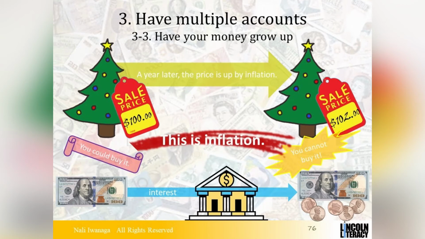This is inflation. Again, it means if a big Christmas tree costs $100 today, it's gonna cost $102 on the same day next year. However, the interest is only 0.05% and too small against the inflation rate. And you cannot buy the same Christmas tree next year even though your balance would increase a bit. Now you see how inflation impacts your ordinary life.